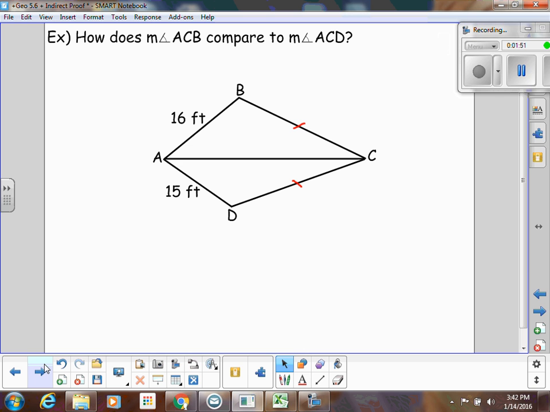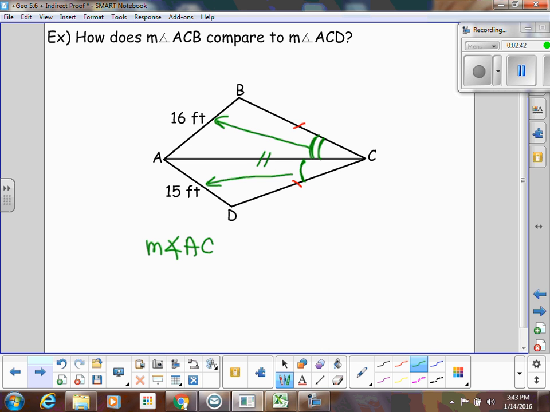Okay, so how does the measure of ACB compare to ACD? Notice that we have BC and CD congruent, and then we have AC is reflexive for both of them, so that's congruent in there. So we have to be talking about the angle in between those two. So I'm comparing ACB, this one, to this one. I'm not really marking them congruent, I'm just marking them so we know which angles we're doing. Then I look across from those angles to see if the sides are bigger. So 16 is larger than 15, so that means this angle up here is larger than the angle below. So the measure of angle ACB is going to be bigger than the measure of angle ACD.